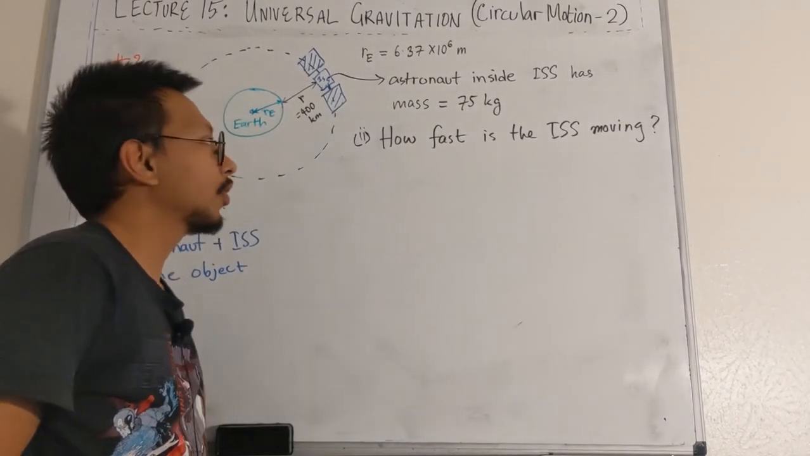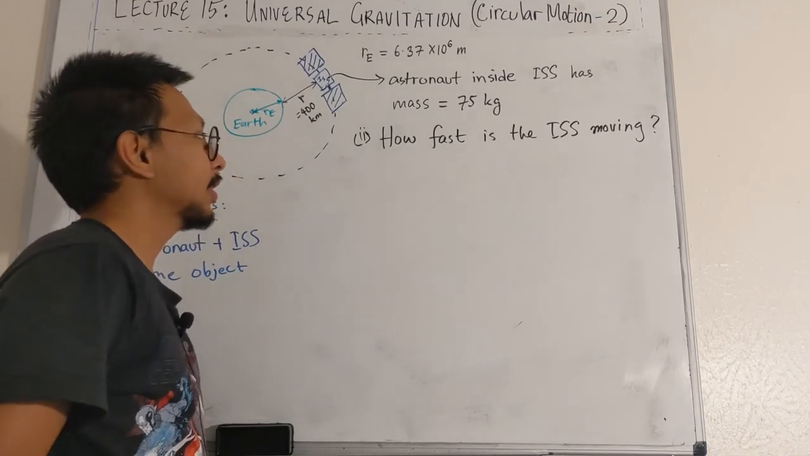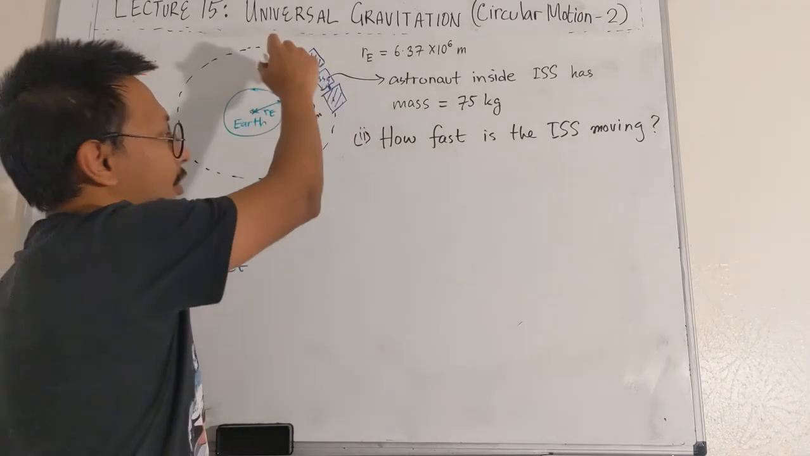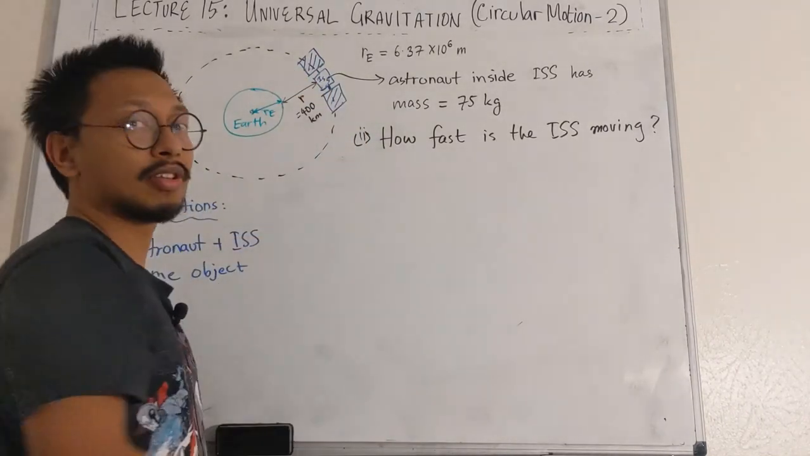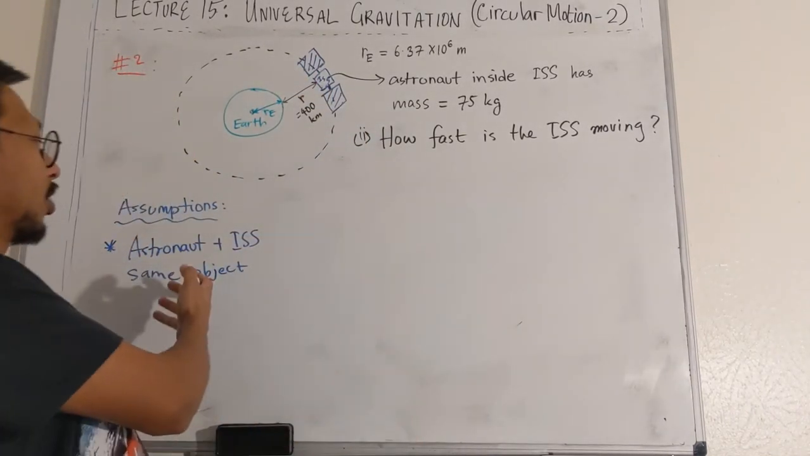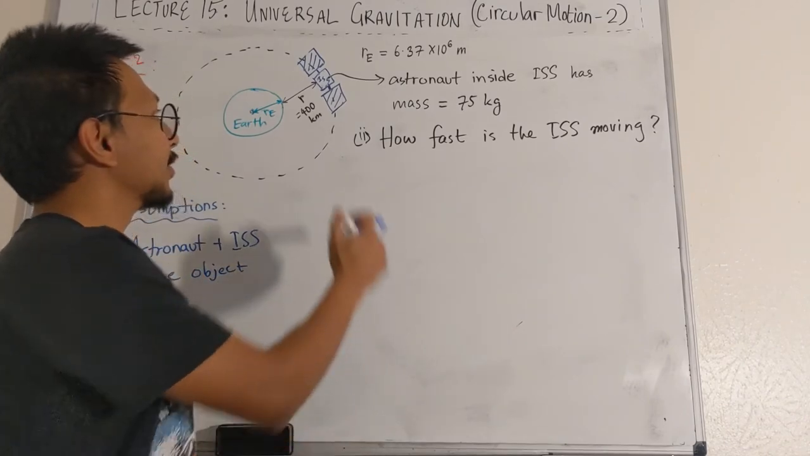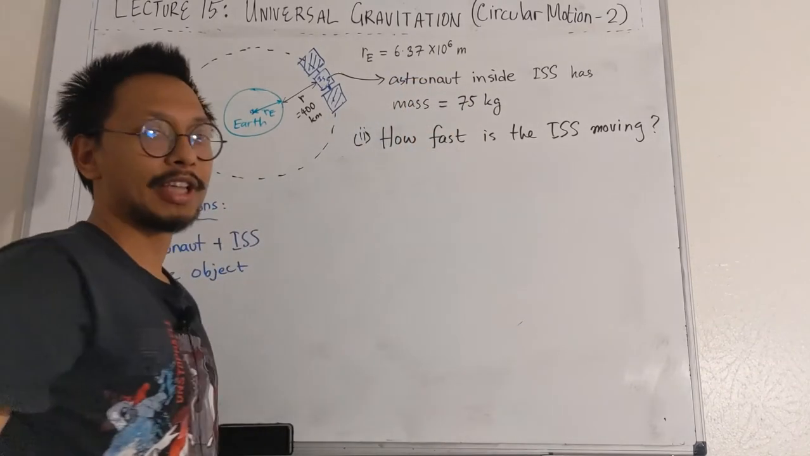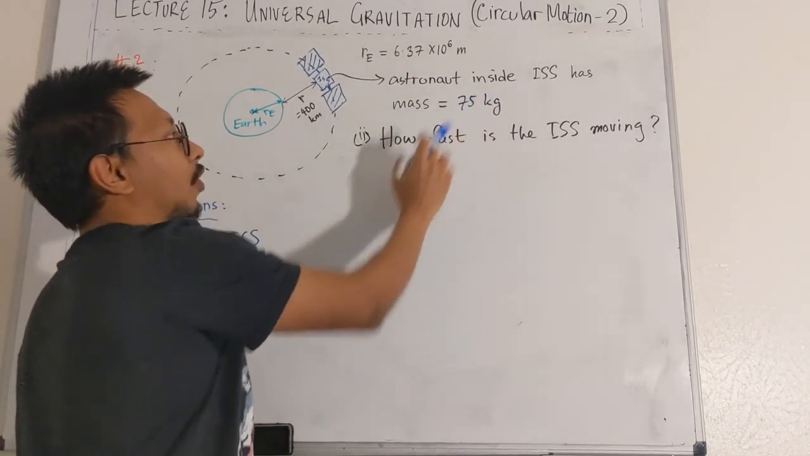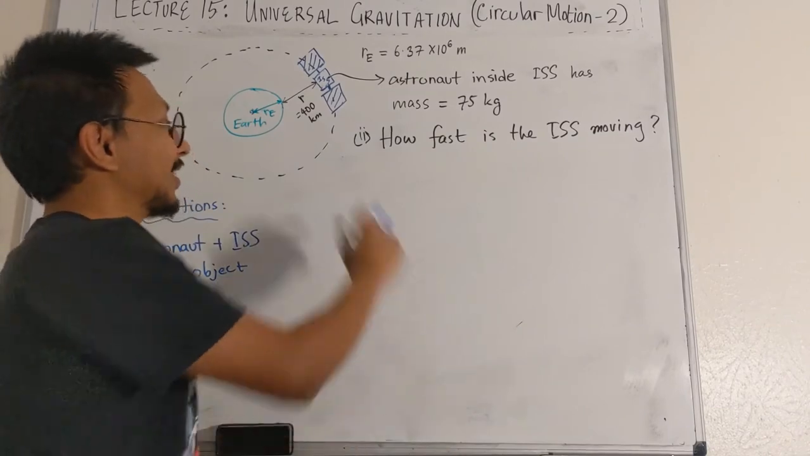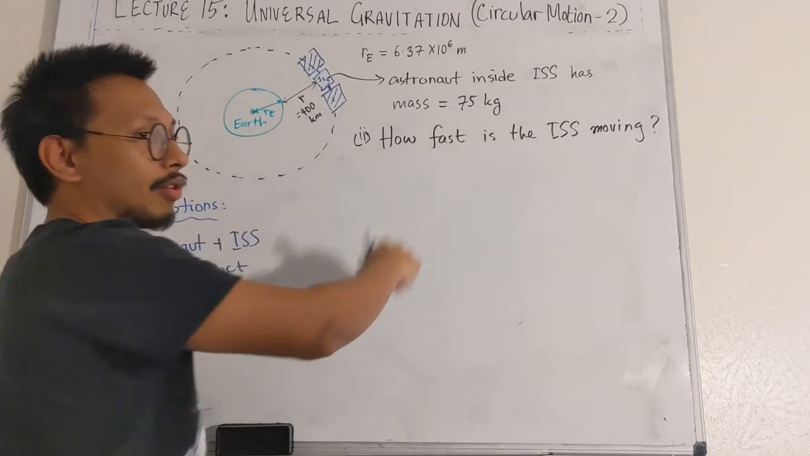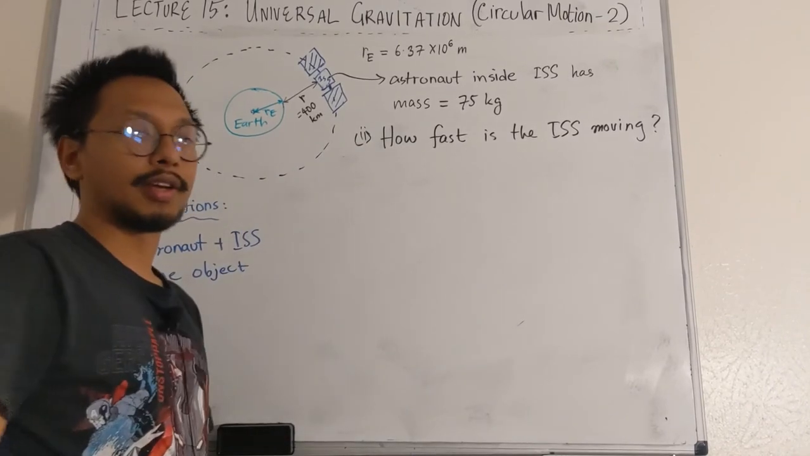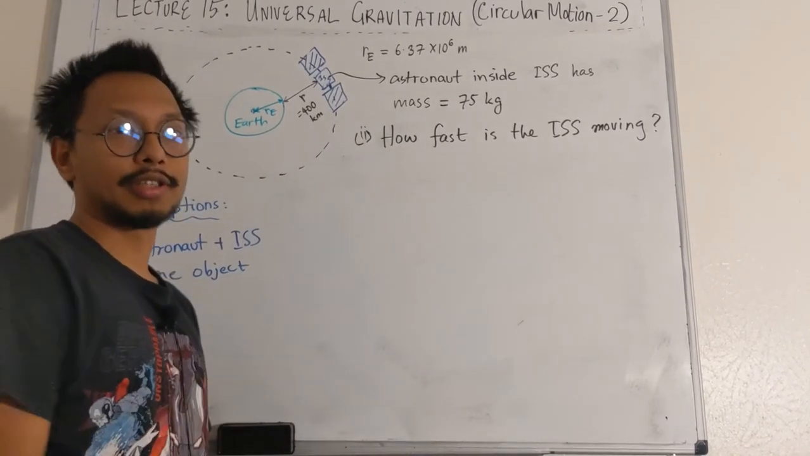Now, let's move on to part 2 of the same question. This asks, how fast is the ISS moving? How fast is the International Space Station moving? In other words, because of our assumption, how fast is the astronaut moving? Since we only know information about the mass of the astronaut, we will use the mass of the astronaut inside the ISS even when we are considering the ISS to be moving, because we have assumed that ISS and the astronaut are the same object.